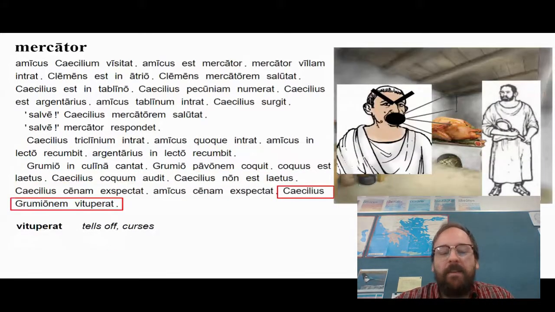Last sentence, you see that there is a word down at the bottom. Vituperat means tells off or curses or swears at. Caecilius Grumionem vituperat. Whom does Caecilius swear at?